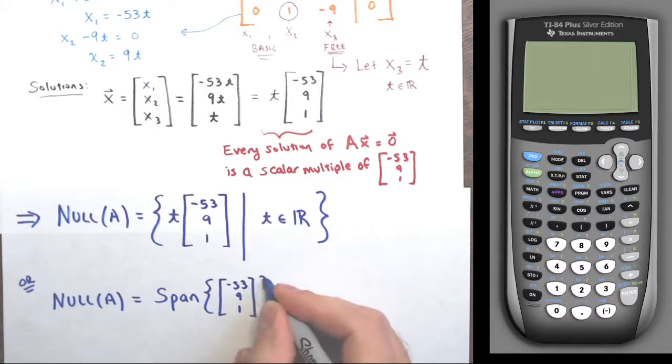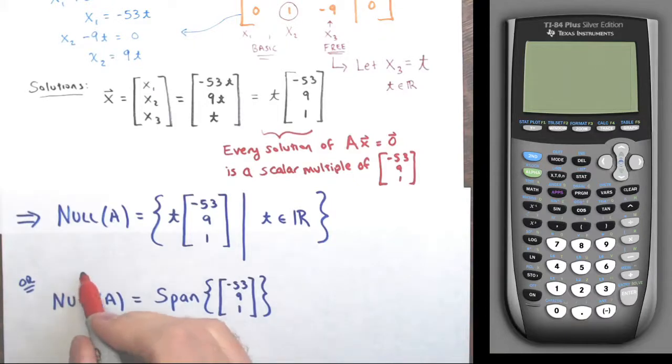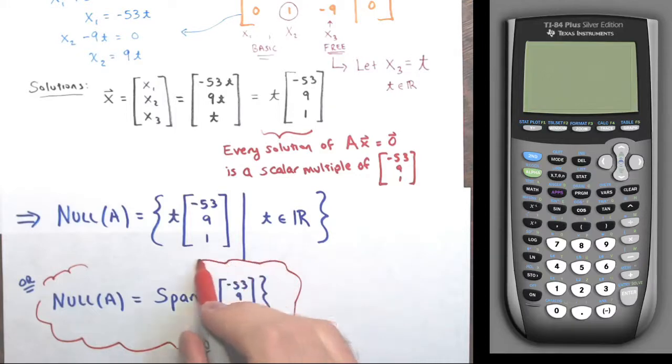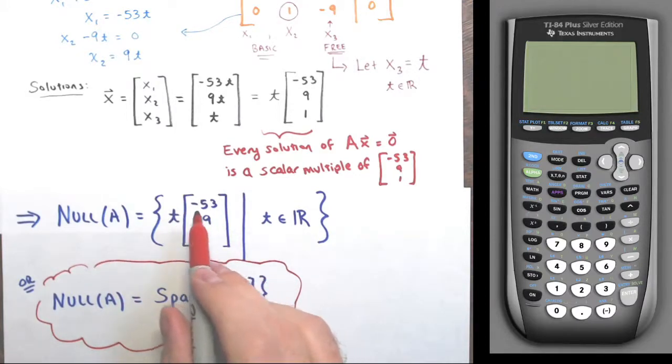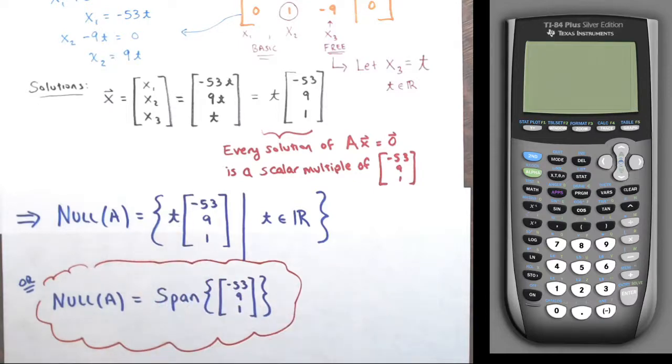Right? So either way is fine. I prefer the span way because I think it's a little shorter to write. But both are equivalent. All right? They mean the same thing. Saying the span of this vector and saying all scalar multiples of this vector, they are the same thing.